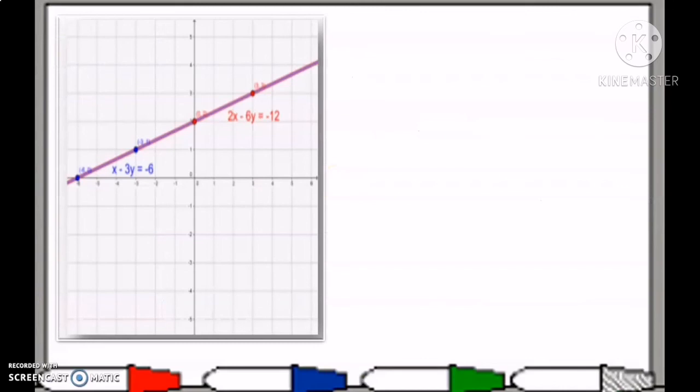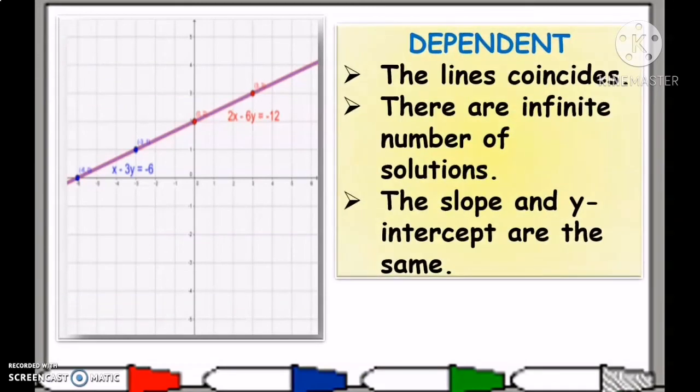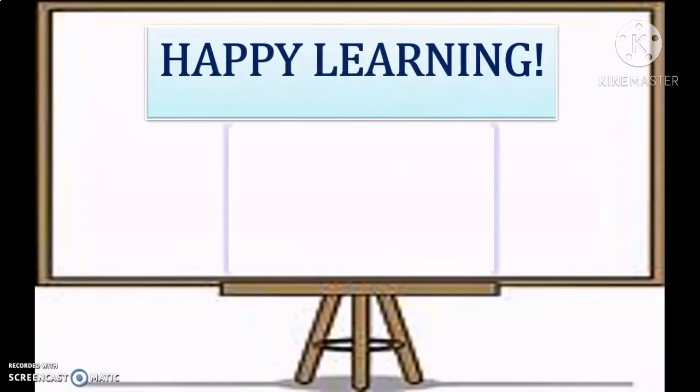No? And since the line coincides, ang tawag po sa graph na ito ay dependent because the lines coincide or nagpatong and there are infinite number of solutions kasi lahat po ng point na tatamaan niya ay solution set niya. And aside from that, kung mapapansin natin, ang slope po niya and the y-intercept are the same. Pare-pareho po siya. Okay? So I'm hoping that you understand everything.